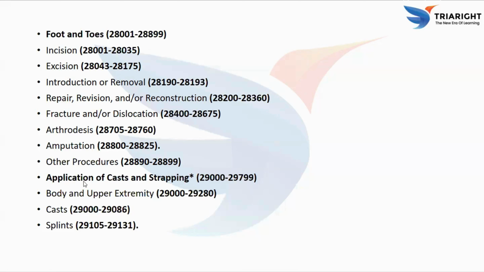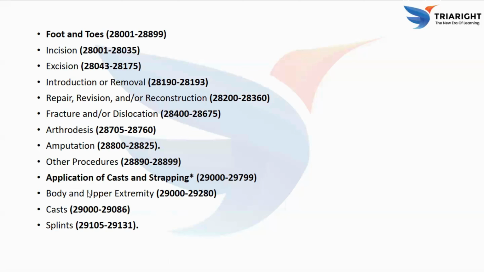So next category is application of the cast and strapping. So the code ranges are 29,000 to 29,799. So these codes are not surgeries, but they are the supporting treatments. For body and upper extremity, the code range is 29,000 to 29,280. So cast or strapping applied to arm, shoulder and upper body.